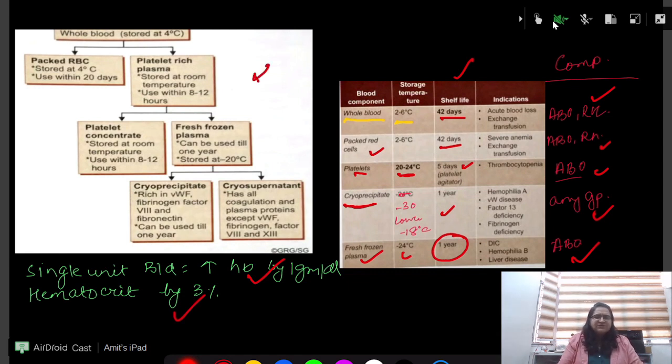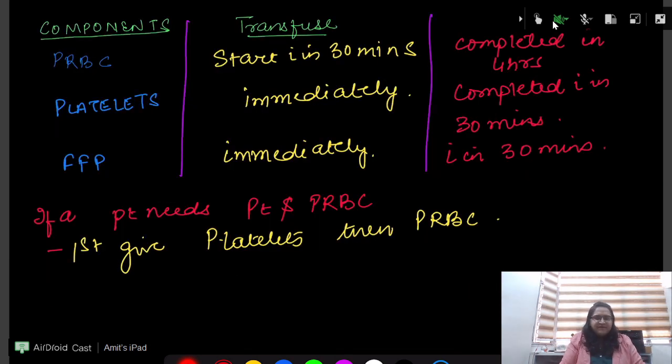So this chart is almost similar to the chart on the right side, so it is okay. Okay, next is this. If suppose we have to do RBC transfusion, then it has to start within 30 minutes of taking it out from the blood bank, and it is to be completed in 4 hours.